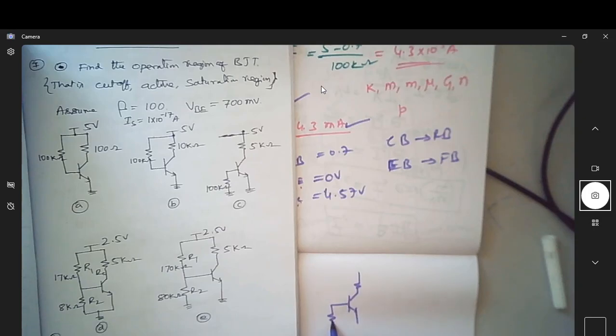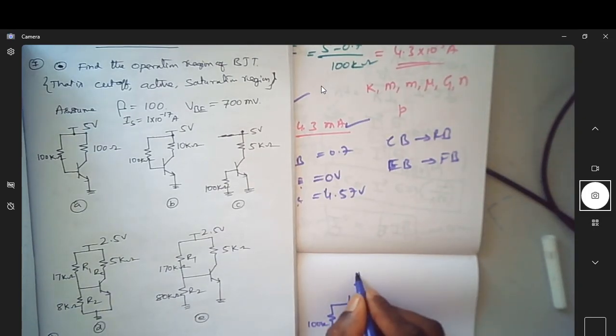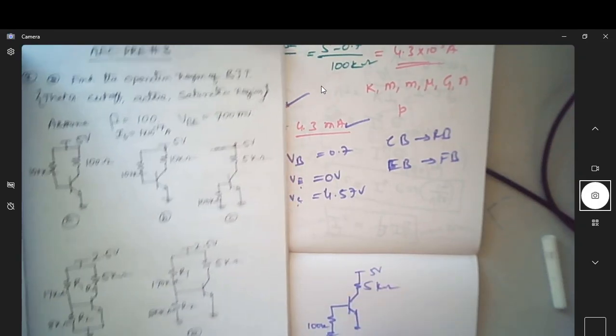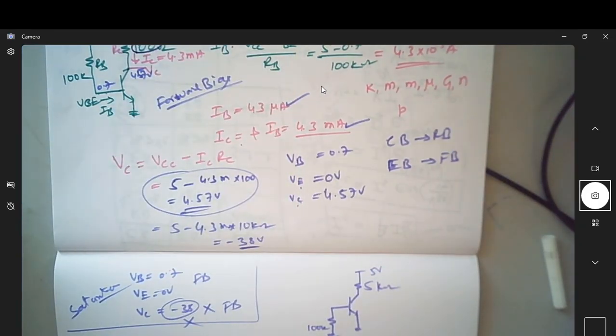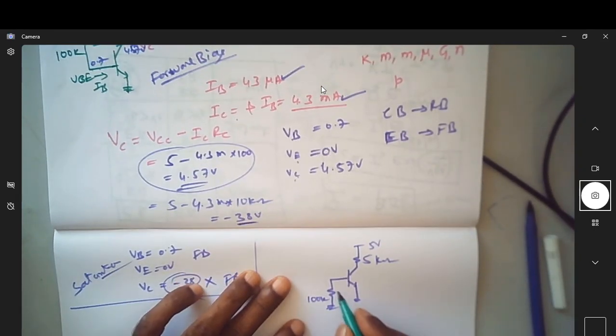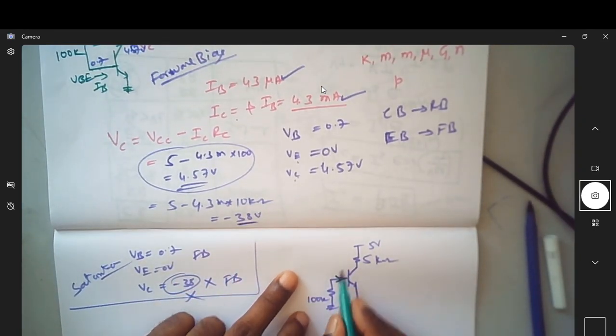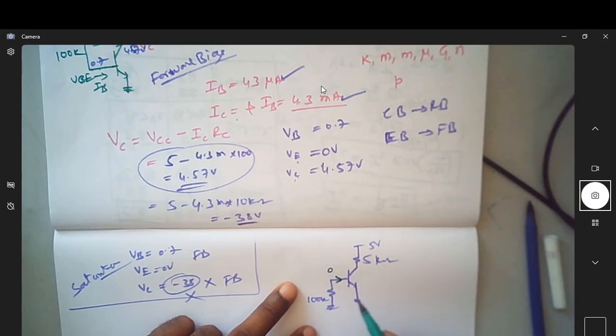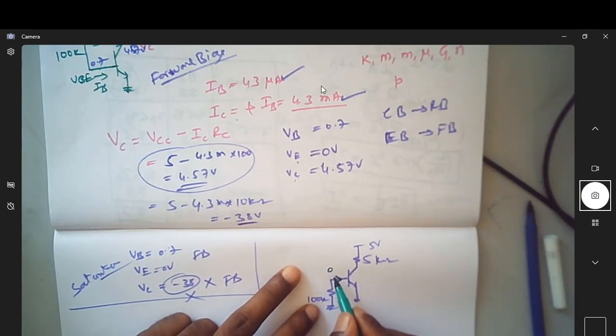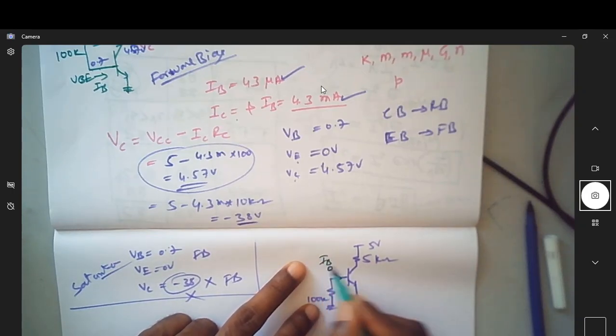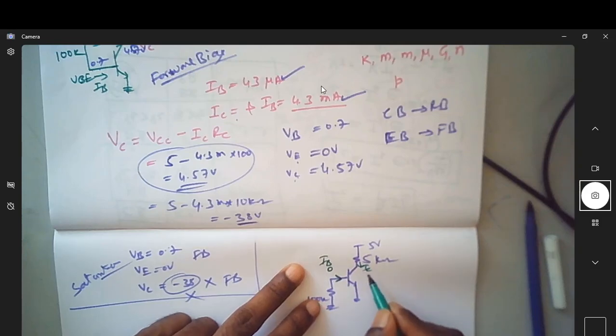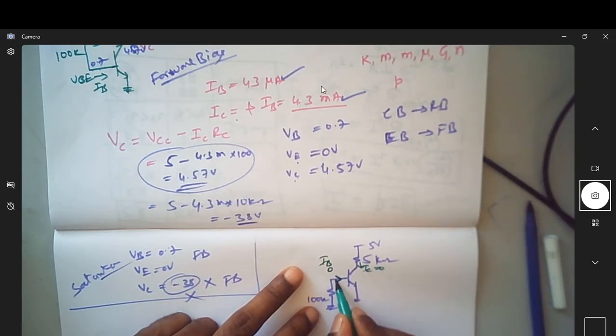This is grounded. This is 100K. This is 5 volt. This is 5 kilo. Fine. So now, what is the current now? The current is 0. When IB is equal to 0, then how much is IC? IC is also 0. When IC is 0, so how about this?